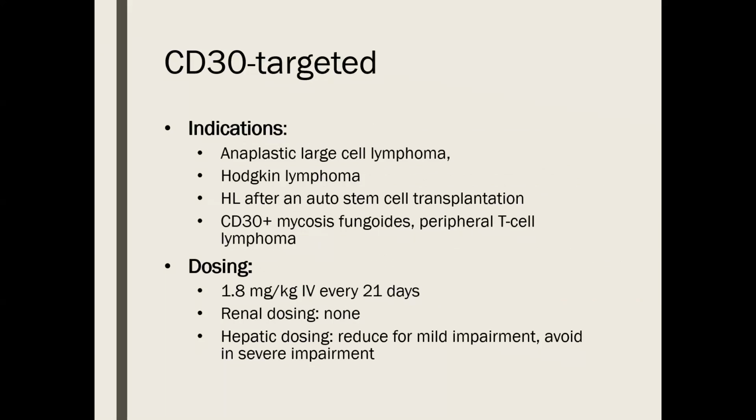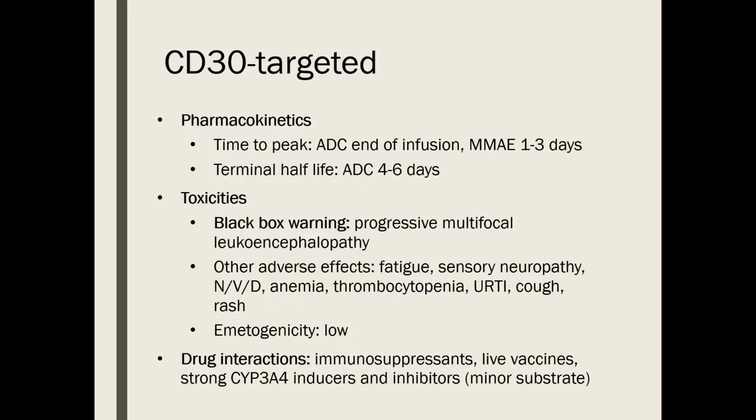Dosing is on the slide, 1.8 milligrams per kilo every 21 days, and you do have some dose adjustments here for severe impairment of hepatic function. Pharmacokinetically, I added this on here for your antibody-drug conjugates. Time to peak is right at the end of the infusion, but the release of the actual microtubule-disrupting agent peaks at about 1 to 3 days post-infusion. And then the terminal half-life for the product is out to a week.